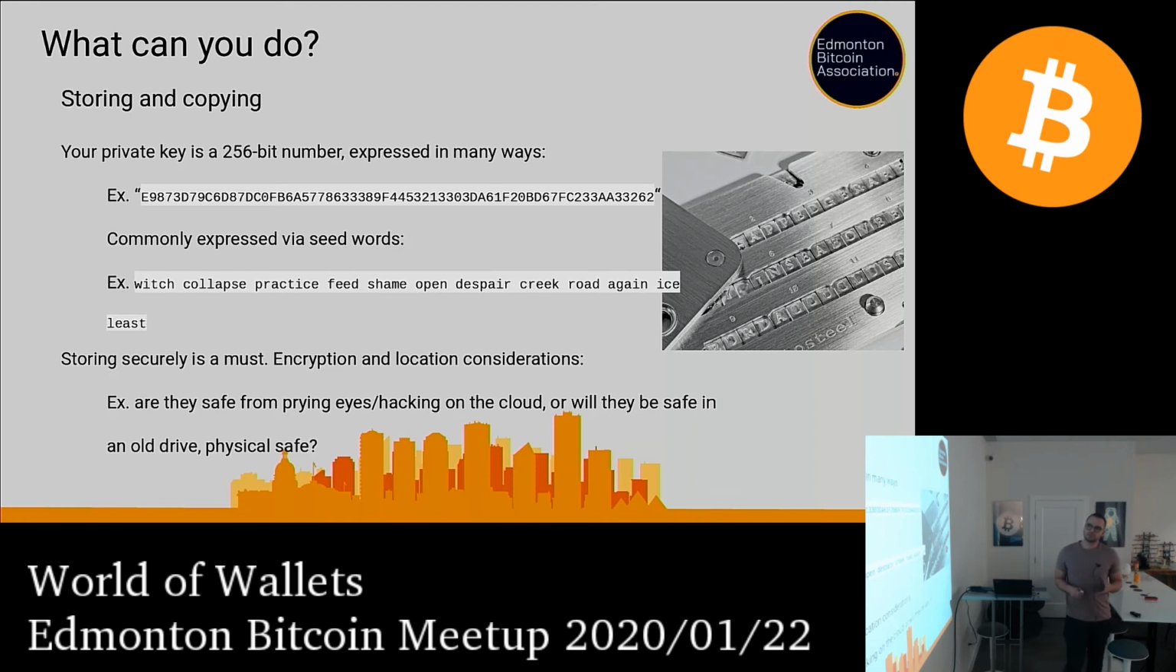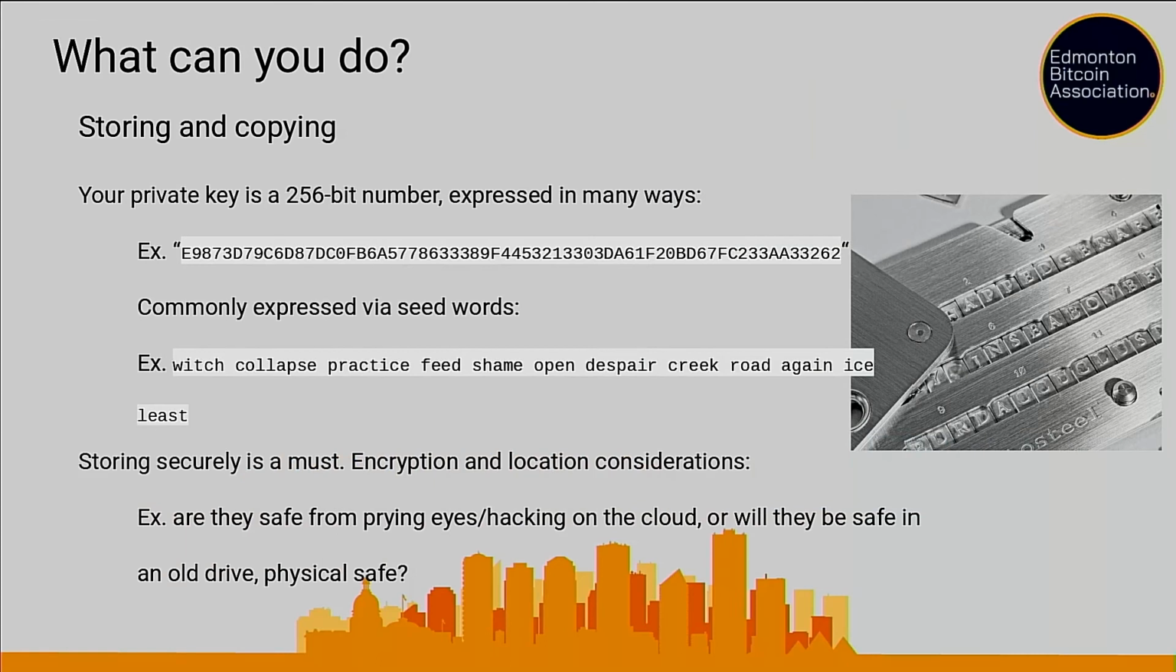So in terms of storing and copying, your private key is basically a 256-bit number. It's expressed in different ways, one of which is this long string of alphanumeric characters. A common one that you're probably more familiar with is seed words, which are usually about 12 or more words. And using some math, these words can create the long string. So storing securely is a priority.